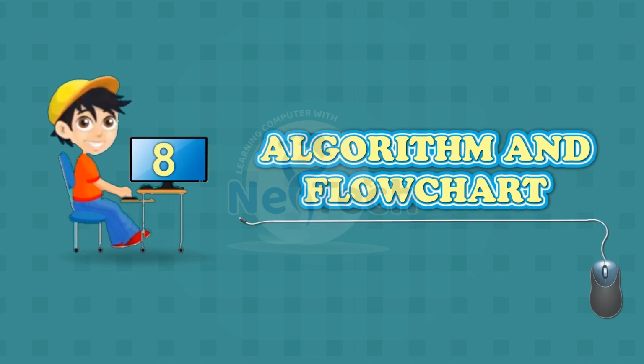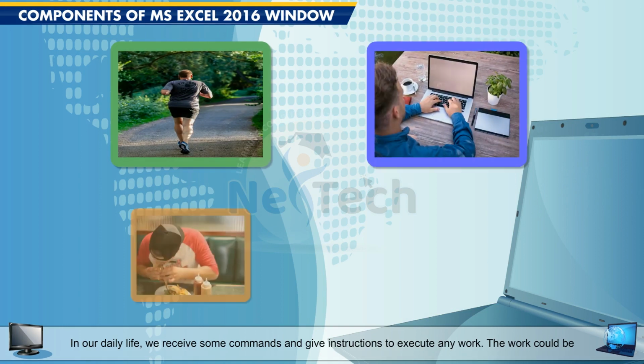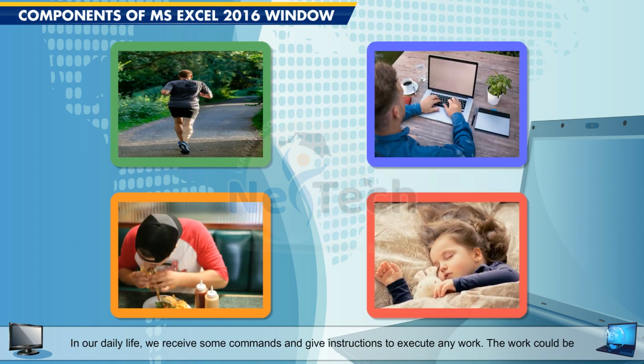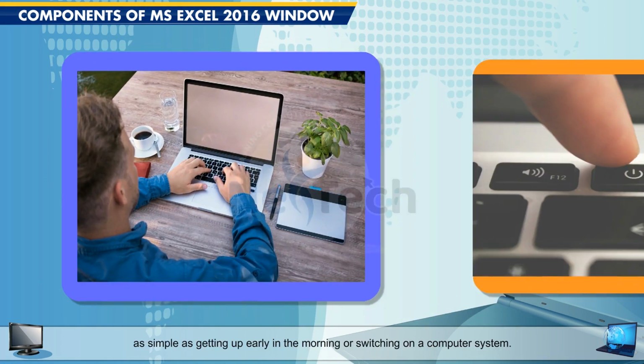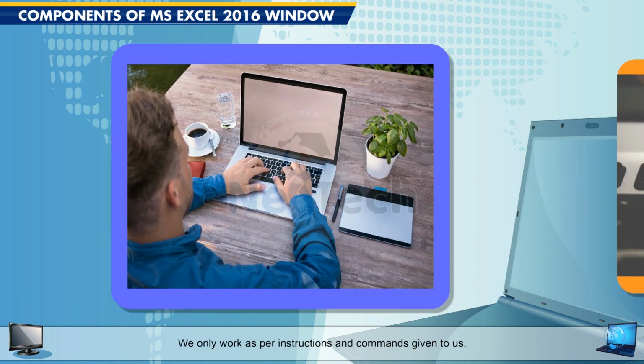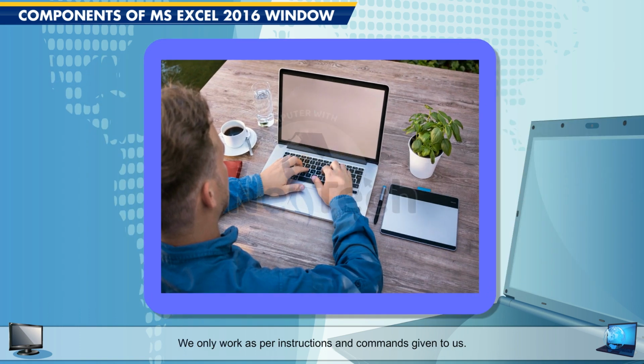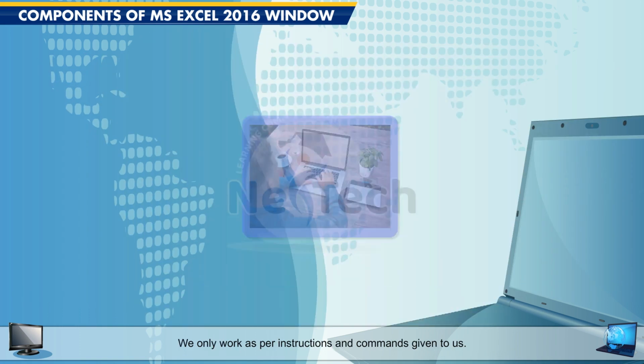Chapter 8: Algorithm and Flowchart. In our daily life, we receive some commands and give instructions to execute any work. The work could be as simple as getting up early in the morning or switching on a computer. We only work as per instructions and commands given to us.